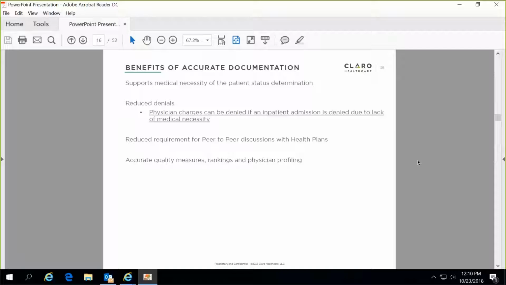Accurate quality measures and rankings for your physician profiling. So the patient has a bad adverse event, and we didn't have that predictability of that patient having that, because we're in the wrong bucket, we're in the wrong status, we're in the wrong principal diagnosis because we have a lack of documentation. Usually it's the lack of documentation that inaccurately portrays our physicians and our hospital in their profiles.